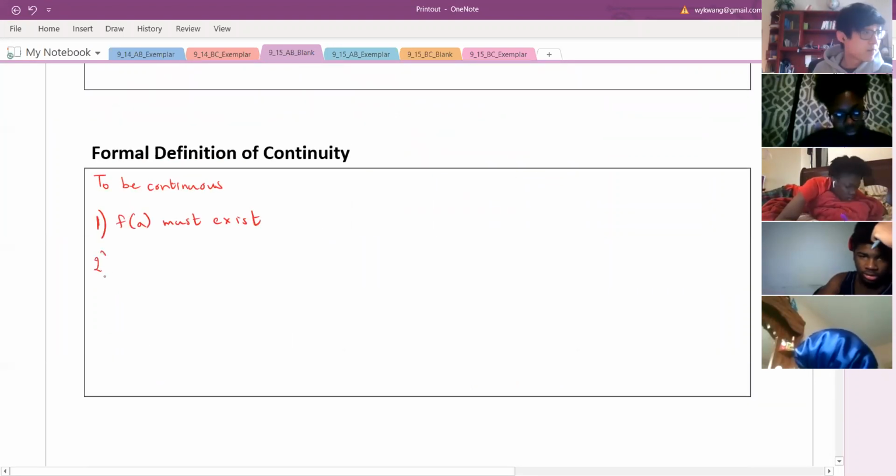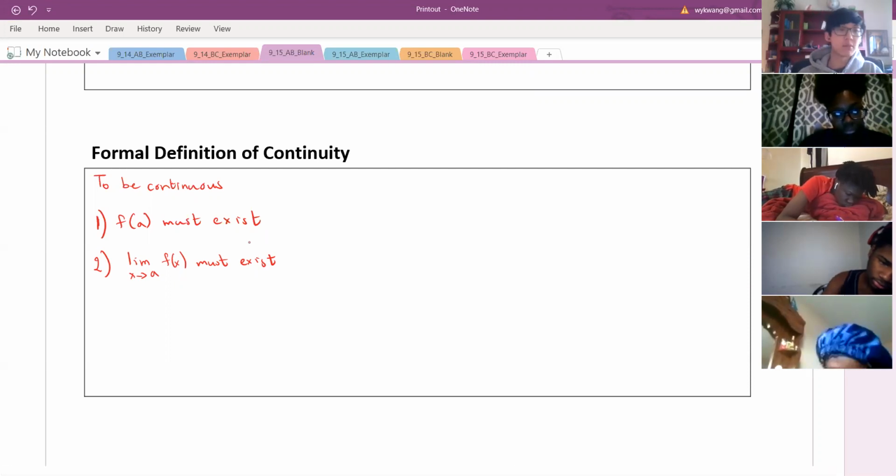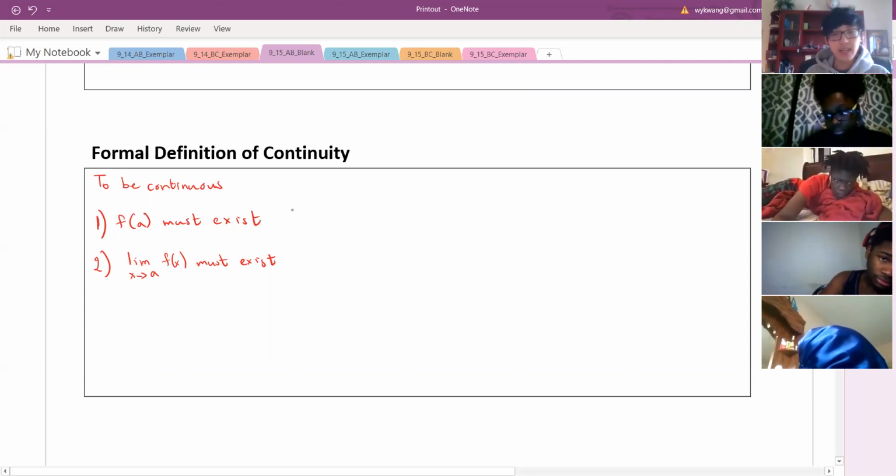The second element is that the limit as x approaches a of f of x must exist. I'm going to give everyone 5 seconds to copy that down and really think about what that means. So when we're saying that the limit as x approaches a of f of x must exist, what we're really trying to attack is the idea of the two-sided limit.